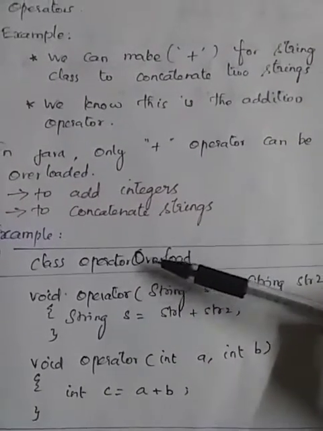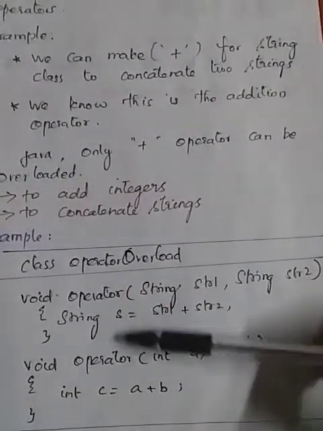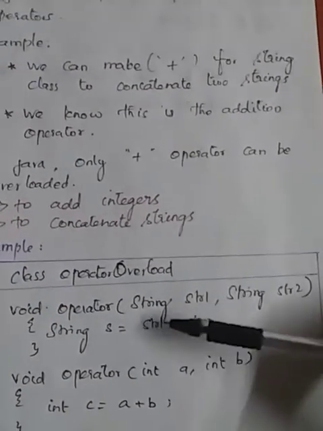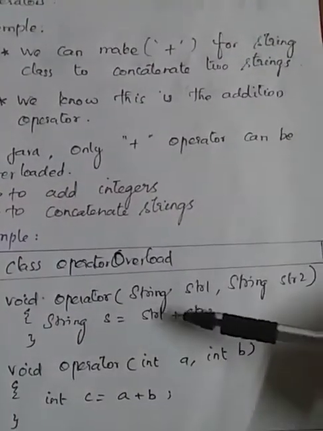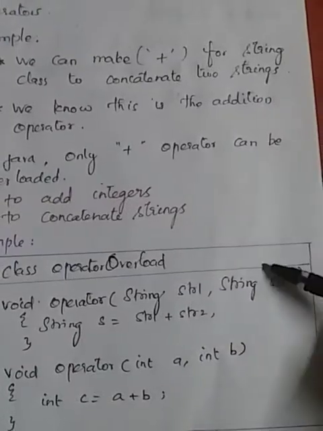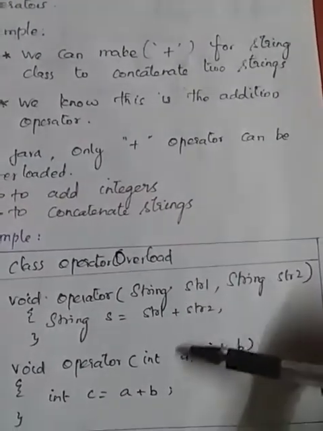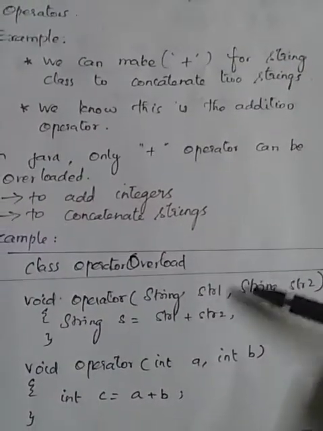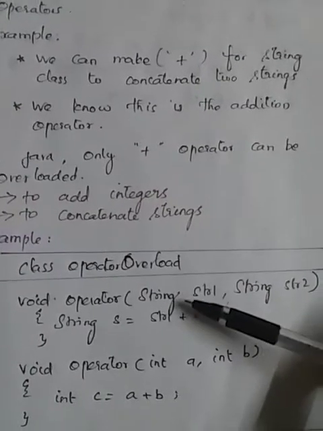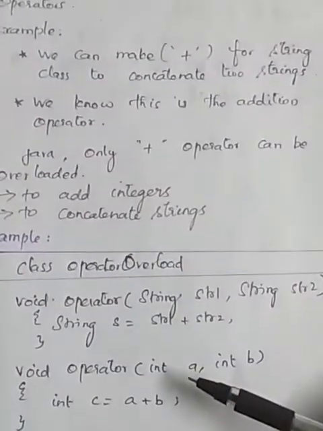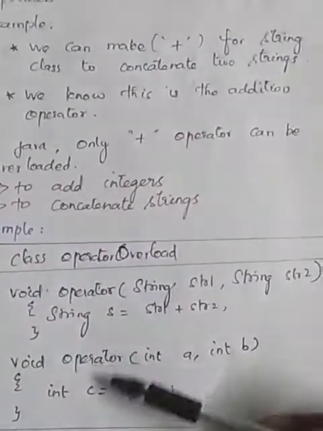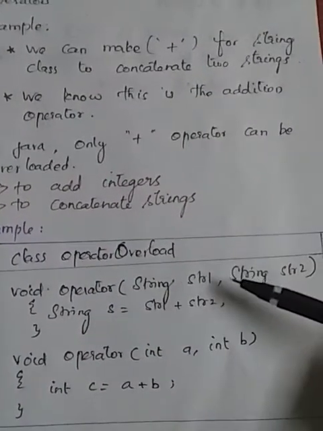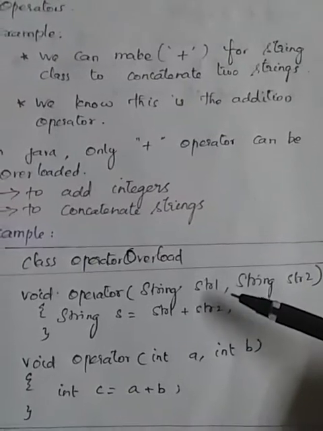Here the class name is operator overload, and here we have the function operator. Operator is a keyword, and this is used as a function name. This means that we are going to define the operator plus. This function accepts two arguments of data type string, and here is the same function name, because it is polymorphism, but the type of argument differs. Here two string arguments are given and here two integer arguments are given. This function will perform the addition of two integers and this function will perform the addition of two strings, which we call concatenation.